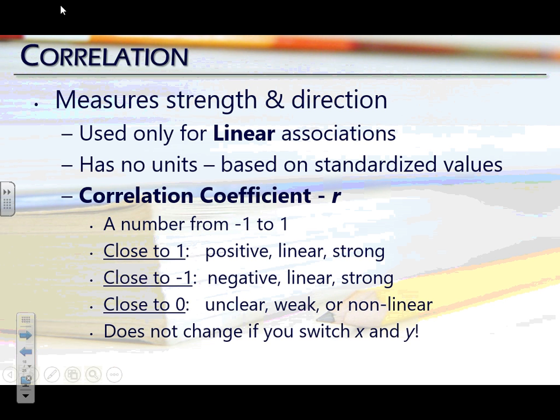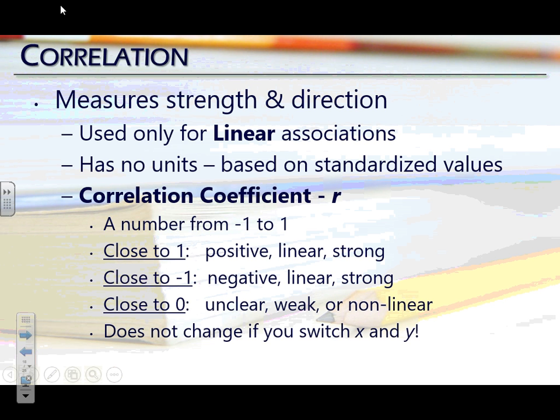Okay? And the good news for correlation: if you're plugging into your calculator and you accidentally mess up and put y in list 1 and x in list 2, it's not going to matter. Correlation comes out to be the same regardless of the order of your explanatory and response variables. So you should always get the correct value regardless of which order you put them in.